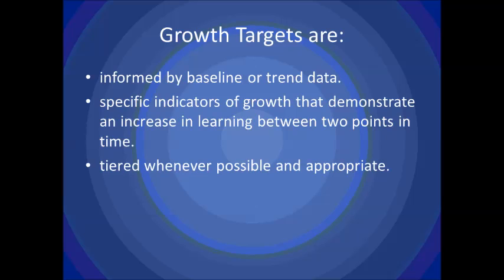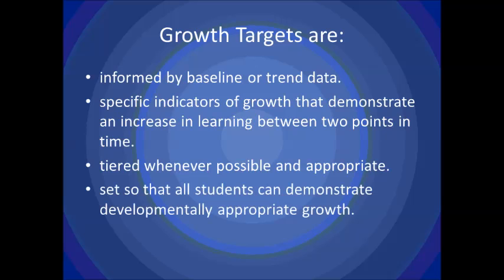We also talked with our teachers about tiering those assessments and those growth targets whenever possible. If you have students whose baseline data shows that they're at the very beginning or emerging stages of learning in that grade level or course, then you're going to want to set a growth target that's realistic for them and tiered. If you have students that are exceeding the grade level benchmark, then you're going to have to set a different growth target for those students as well. I think it's important to make sure that it is developmentally appropriate for those students. And I will tell you, this was an area that was very challenging and demanding for our teachers.